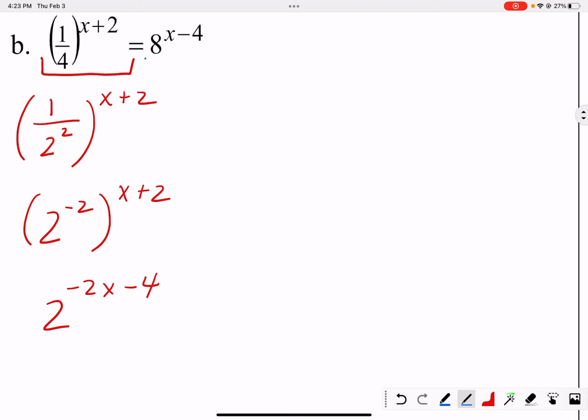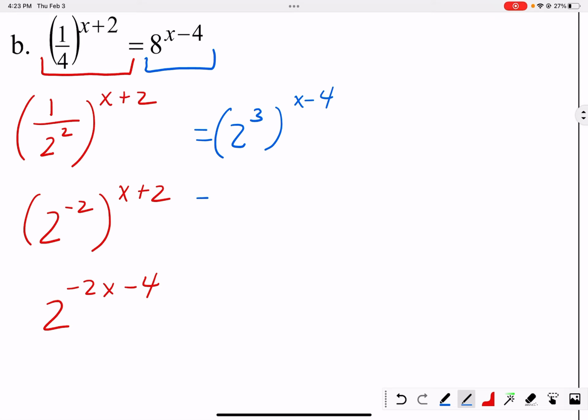Now let's go over here. We'll do this one in blue. This one isn't as exciting, so you can just rewrite 8 as 2 cubed. And then we'll deal with the exponent, so I'm just going to distribute that 3 through, which I think you guys are all okay with. This should be okay. All right, so this is what we ended up with.